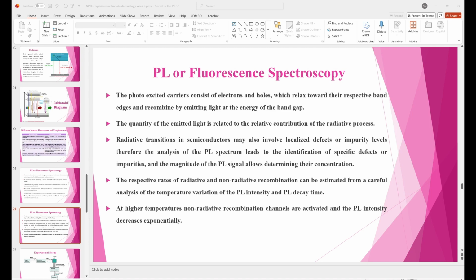Here an example has been given for anti-symmetric, symmetric and scissor bending of H2O. The molecule shown here is H2O.